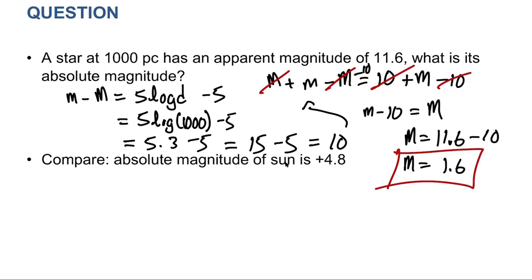So is this star that we're talking about, with a distance of 1,000 parsecs and an apparent magnitude of 11.6, more or less luminous than the sun? It's more luminous. And this is confusing, but again, the absolute magnitude is a logarithmic and inverse scale. So the smaller the number, the more luminous the object.